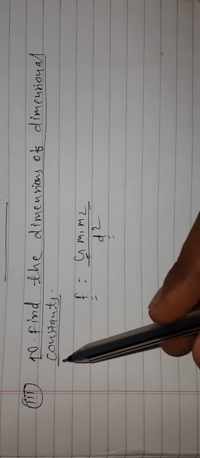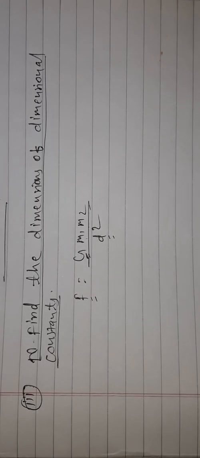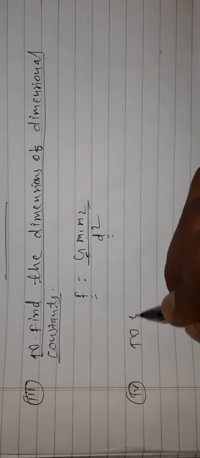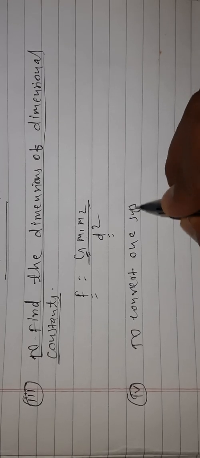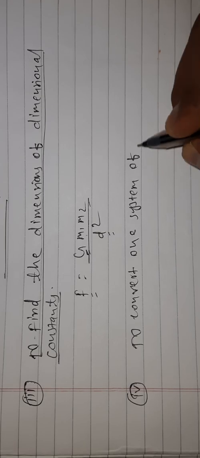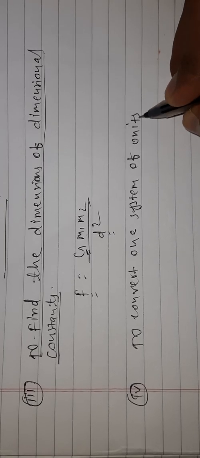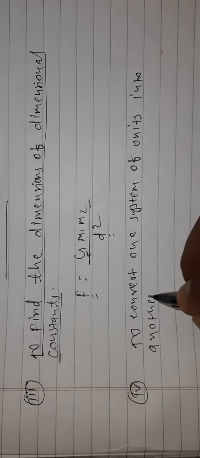So later on we will discuss it also, because in this video we only want to focus on the main usage of dimensional analysis. So the third usage is to find the dimensions of dimensional constants. Okay, and the last usage, that is number 4, is to convert one system of units into another system of units, guys.